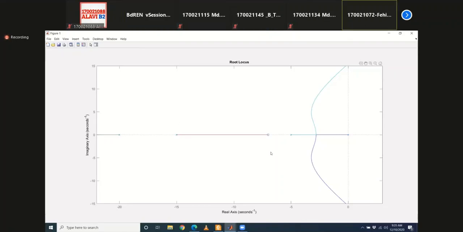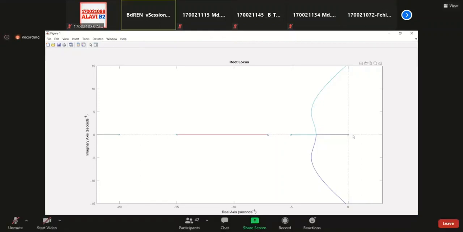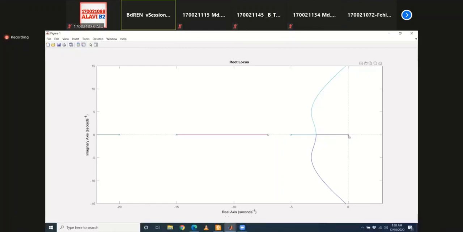Sir, suppose my pole is in location 1 and my 0 is in location 2. Then in that case, will the counting be 1, 2, or for the 0, will I again start counting from 1? No, you start from the rightmost pole or 0 and just start counting. It doesn't matter if it's a pole or 0. Just count all of them, and to the left of an odd number of poles or zeros, the root locus will exist. To the left of an even number of poles or zeros, the root locus will not exist. That's it.